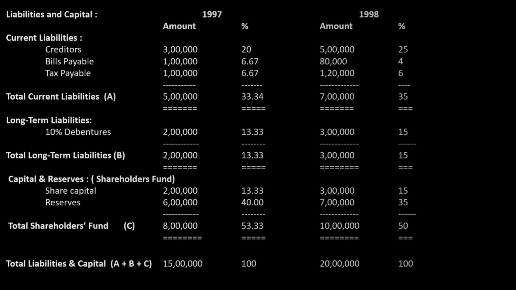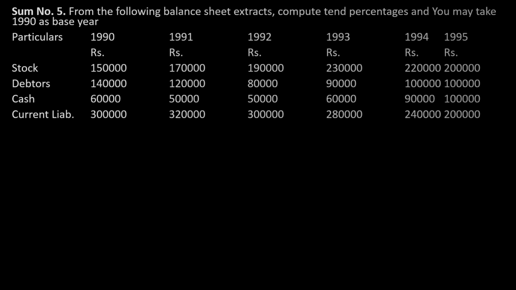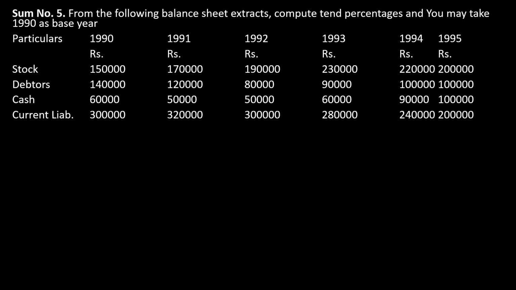Sum number 5, and this is the last method here. The last method is nothing but trend percentage. Read the sum. From the following balance sheet extracts, compute the trend percentage, and you may take 1990 as base year.